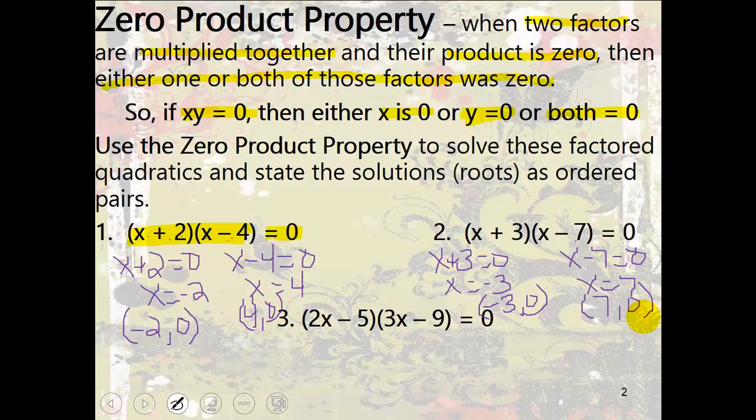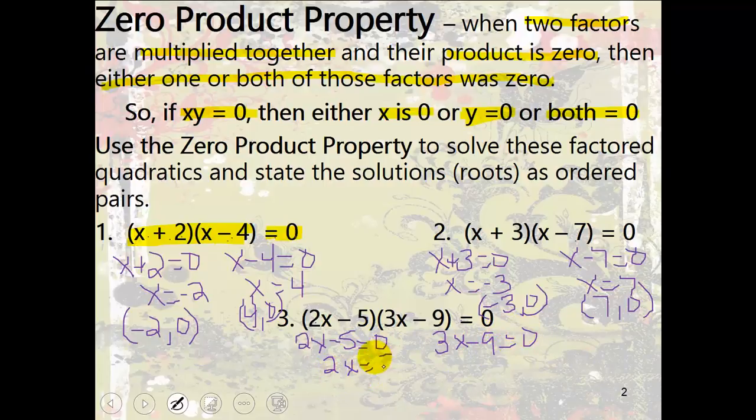Okay? So we're going to write them in ordered pair form. All right? I want you to take a minute to answer the video question. It's on problem number 3, and then come back and see the worked out solution. All right? So if these two factors multiply together to equal 0, then 2x minus 5 had to equal 0, or 3x minus 9 had to equal 0. So now just solve for x.